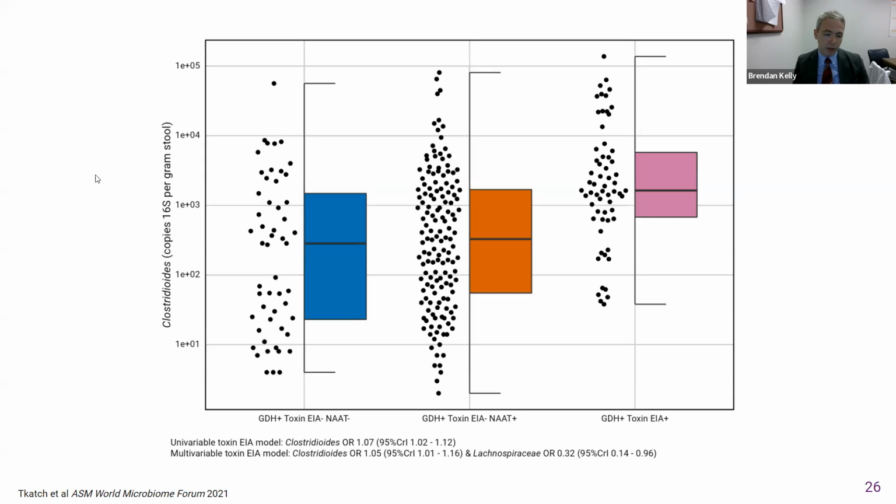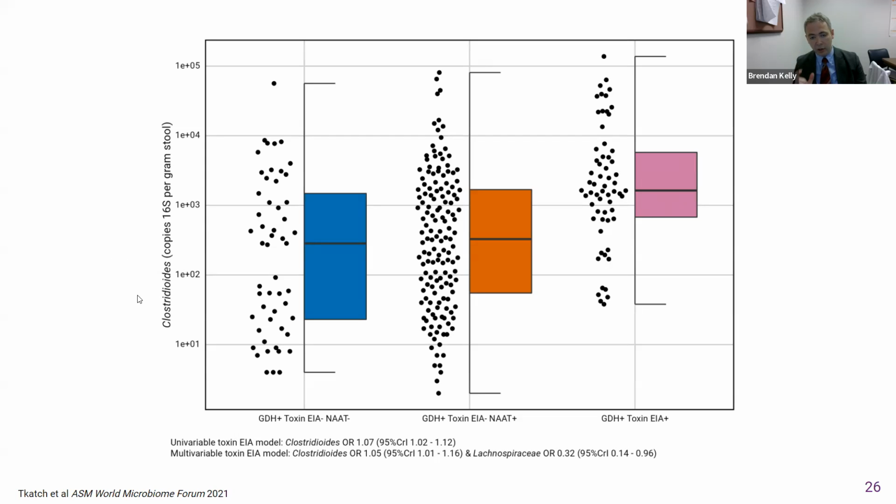But what we really wanted to look at was the gut microbial features. There's a lot that we did here, but I just want to drill down on this concept of core features of bacterial ecology associated with infection. What we found when we compared the same classes, GDH positive, NAT positive, EIA positive, and looked at the copies of 16S per gram of stool of Clostridioides, this sort of amplicon version of C. diff, again we saw this staircase pattern, where we did in fact find the highest levels of copies per gram of stool. Again, this is integrating both the 16S sequencing data and the qPCR data of Clostridioides.